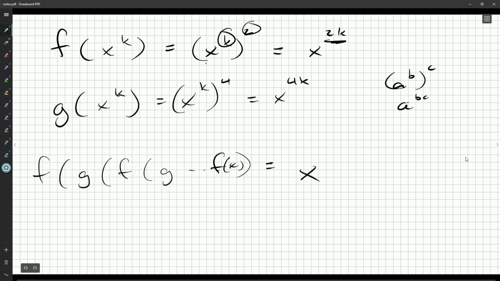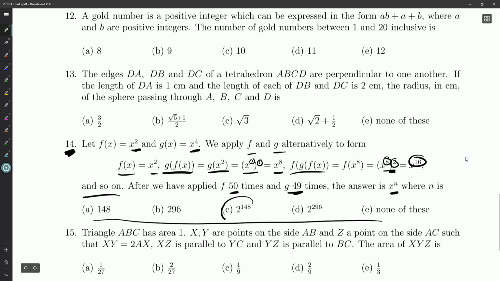we're going to get x to the, f, we've got 50 f's. Each one of them brings a factor of 2. So we get 2 times 2 times 2 times 2. We get 2 to the 50. Each g, and there's 49 of those, brings a 4. So this n here is going to be 2 to the 50 times 4 to the 49. Now none of our answers looks like that, but we do have I think it was 2 answers that look like 2 to the something.